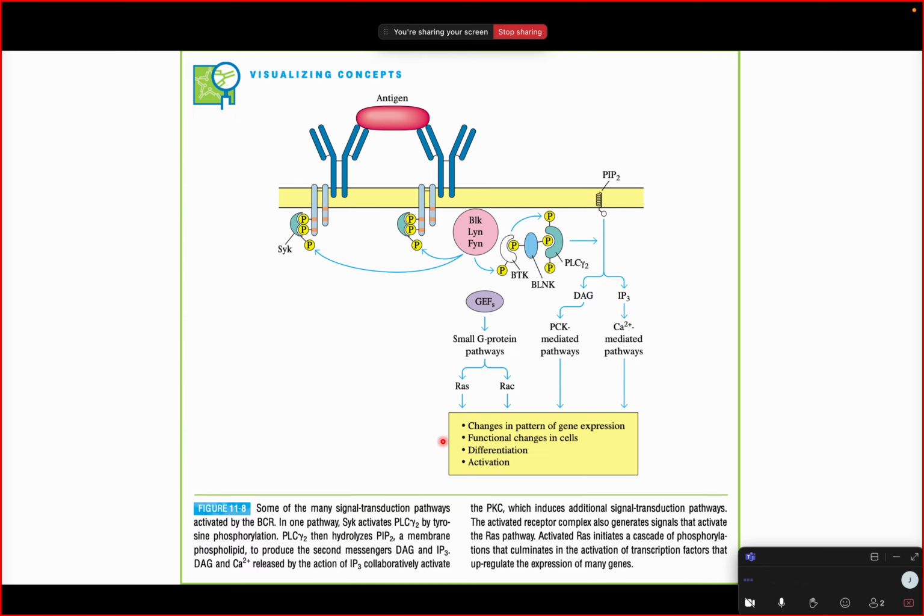There it was given just the transcription factors. Here the processes which occur due to the activation of those transcription factors are enlisted. So it leads to changes in the pattern of gene expression, that means via the transcription factor, and functional changes in the cells. When the gene expression pattern of a cell changes, then definitely a functional change in the cell will take place. Then the differentiation, now the cell actually needs to adapt to the changes which it just got communicated with. Okay, and the cell will get activated.